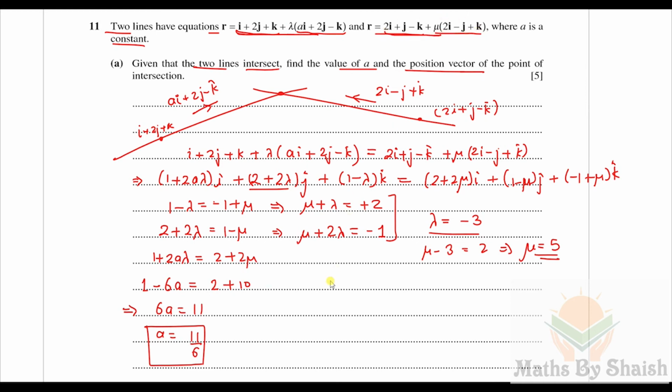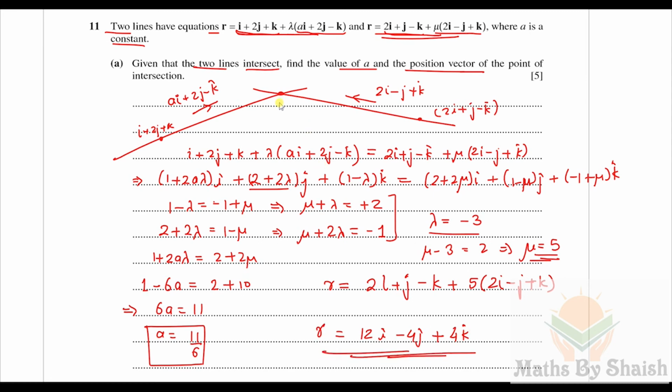So let me choose mu is equal to 5, and I'll replace it here in the second one, and we will get 2i plus j cap minus k cap plus 5 times (2i minus j plus k). So it becomes 2 plus 10, that is 12i cap, j minus 5, that is minus 4j, minus 1 plus 5, that is going to be plus 4k cap, and that is the position vector of the point of intersection. We can mark it as P. So this is the position vector of P.